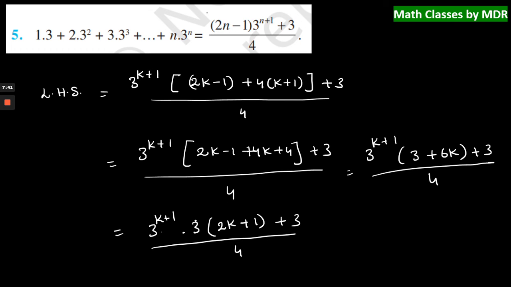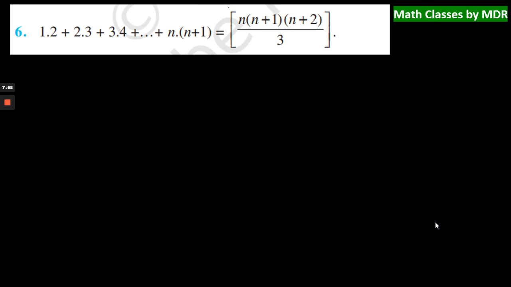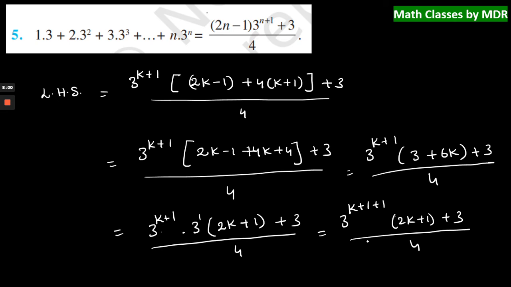So 3^(k+1) into 3 power 1 we have here. When bases are same, we can add the powers. So we'll get 3 to the power (k plus 1 plus 1) into (2k plus 1 plus 3), whole divided by 4. What is this value? So we have 3 to the power k plus 2 into (2k plus 1) plus 3, upon 4.